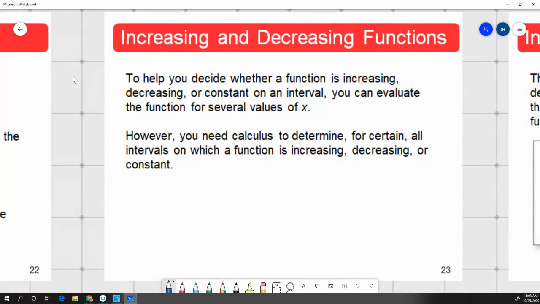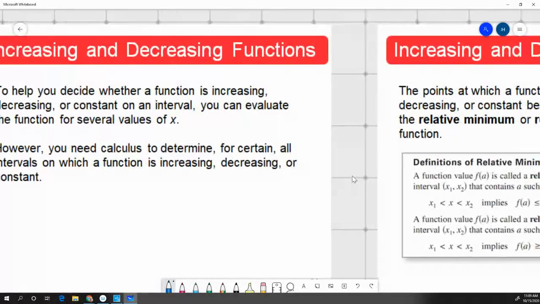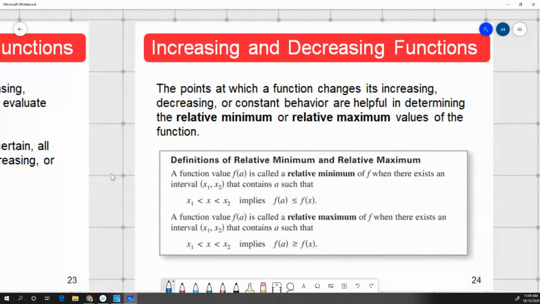It says here, to help you decide whether a function is increasing, decreasing, or constant on an interval, you can evaluate the function for several values of x, which means that you can input different numbers to determine how it's going to behave. However, you need calculus to determine for certain all intervals. So we can get an idea using algebra, but we would really need calculus to understand this for every curve. But this is pre-calculus, which is why we're discussing it.